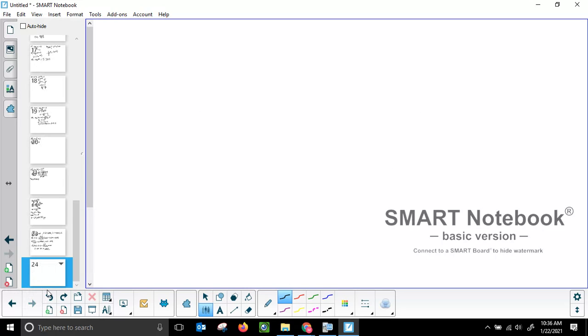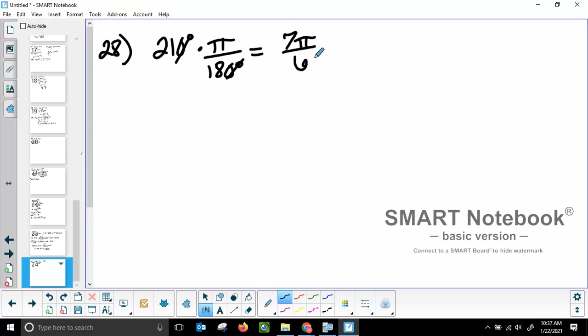Okay, so now we will look at 28. 28 says, convert 210 degrees to radians. So I take 210 degrees to convert that to radians. I multiply that by pi over 180. I reduce. 21 over 18 is 7 over 6. So this is 7 pi over 6.